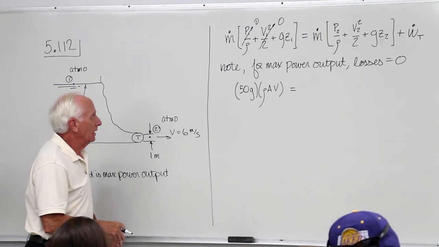Kind of a dumb question, but V2 would be 6 meters per second. What about V? Which one? V in that term. There's V and then there's V2. Here's where that V would be, where you want to find that M dot. Look at the picture. Where would you find M dot? Up here at the free surface of Lake Havasu, or down at the turbine exit? Oh, at the turbine exit.